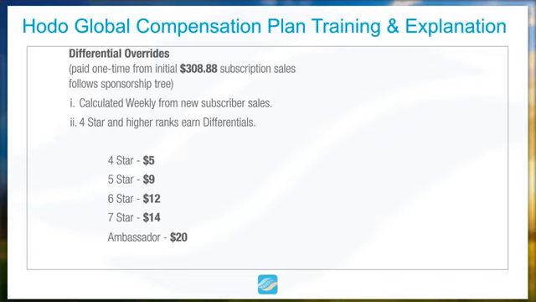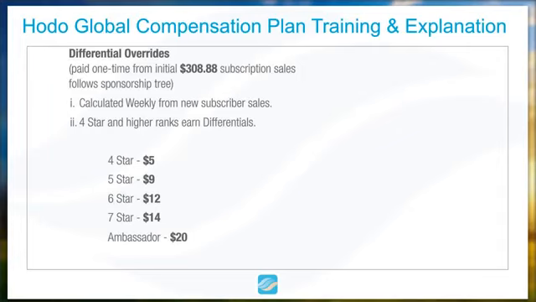Basically, once you hit ambassador, you would earn the full amount. If you were a 7-star, you'd earn $14. If you were a 6-star, you'd earn $12. If you're a 5, you'd earn $9. If you're a 4-star, you'd earn $5 out of that $20.